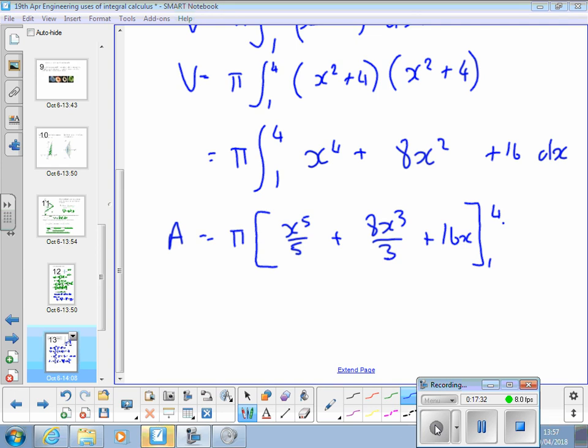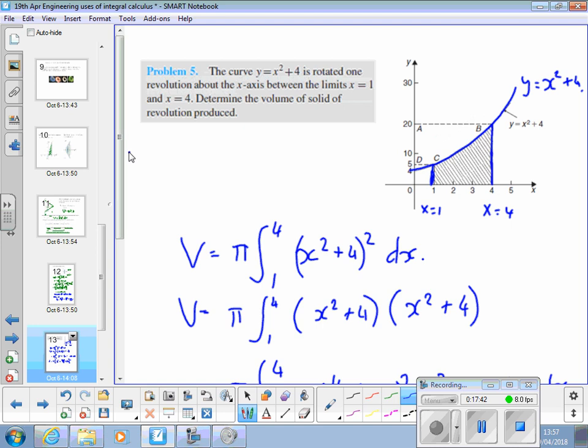I haven't given you meters, but if they were meters, that would be meters cubed. So if these two scales were in meters, if that was 20 meters and this was 4 meters, then the result would be meters cubed, wouldn't it? Without being given anything, that's just cubic units.